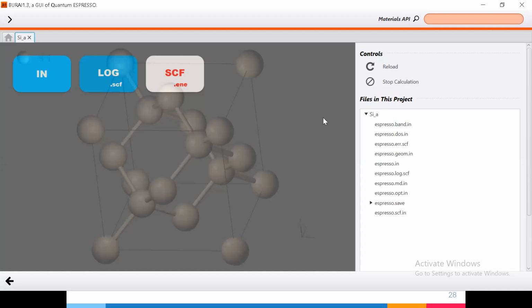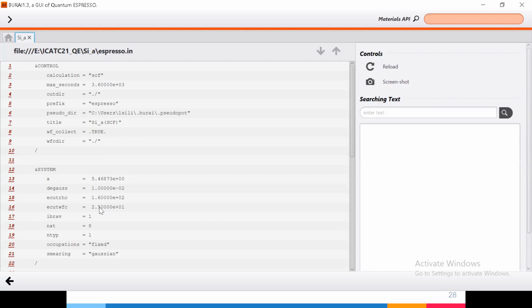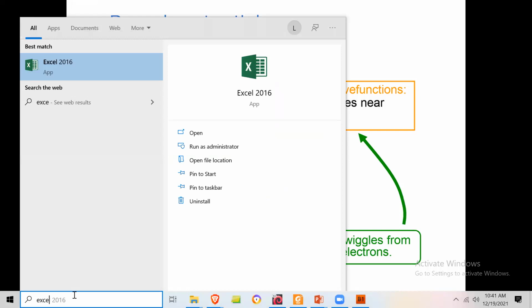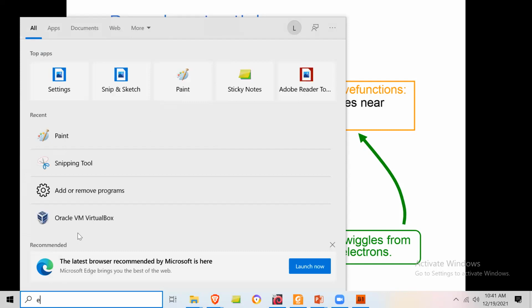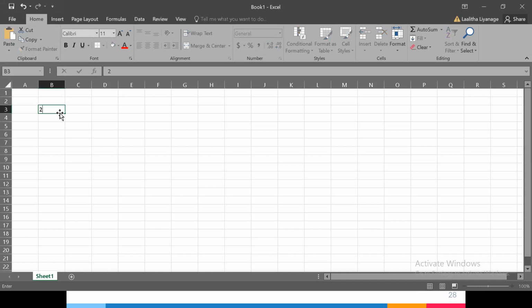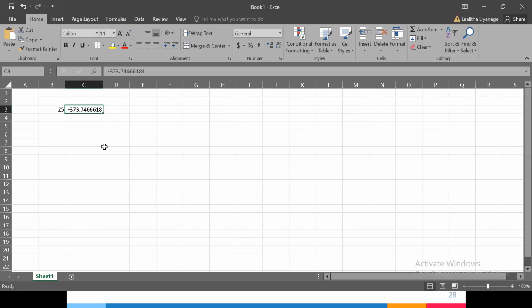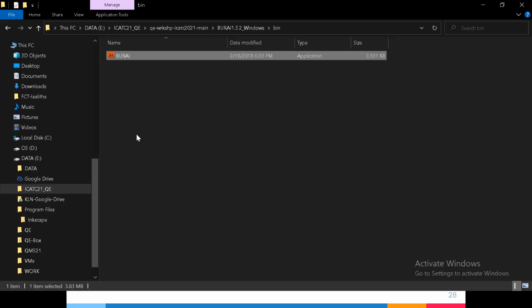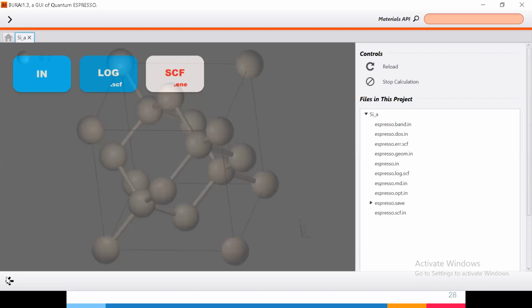So I've copied that here. So the input file here is run with 25 Rydberg cutoff energy. So I'm going to put that into an Excel. So 25, we got this value. Okay, that's the value we got in Rydberg. So we have the E cut WFC versus E dot, which is the total energy. So let's get a few more values for this. It's not that hard to get because we can quickly run this.